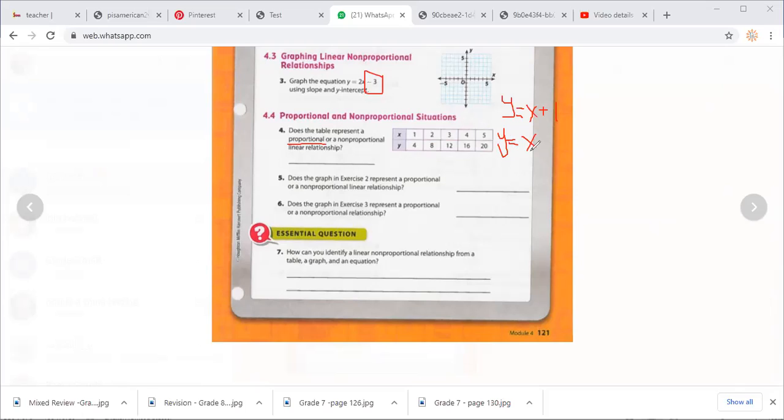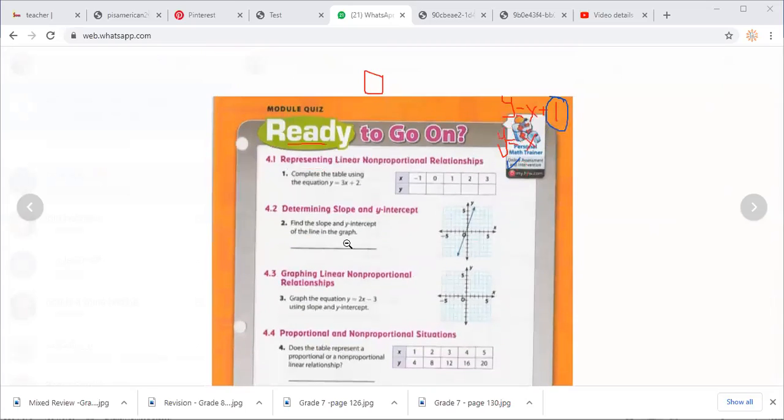For y equals x, we don't have any y-intercept, which means for sure it will pass through the origin point. So the second equation will be proportional, but the first equation has a y-intercept equal to 1, which means the first one will not be a proportional relationship.